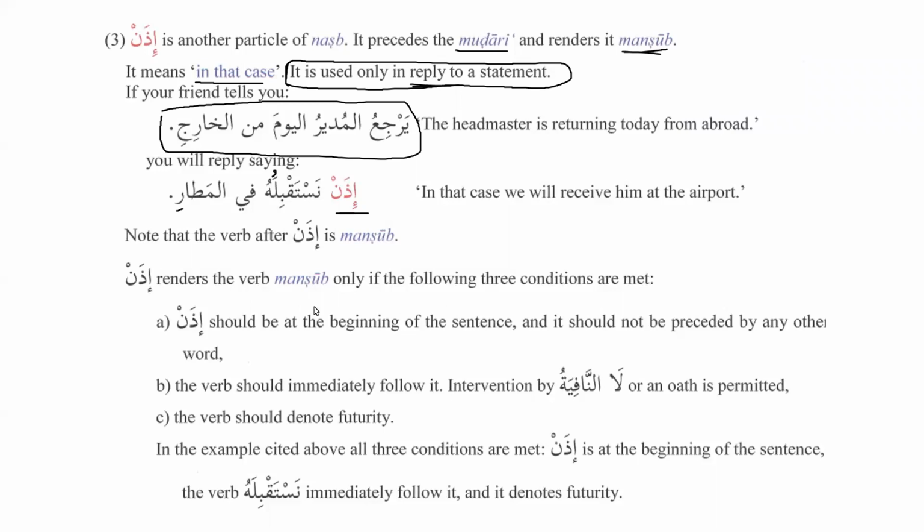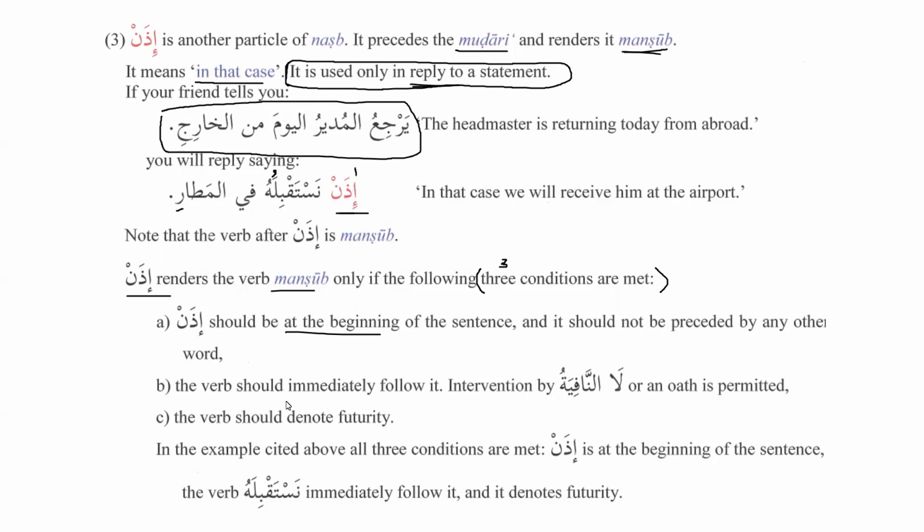And as we can see here, it renders the verb mansub only in the following three conditions. So there are three conditions, and only if these three conditions are met can we say that we are using it properly. Number one, it should be at the beginning of the sentence. And it should not be preceded by any other word, and there shouldn't be anything before it. So condition number one is met.